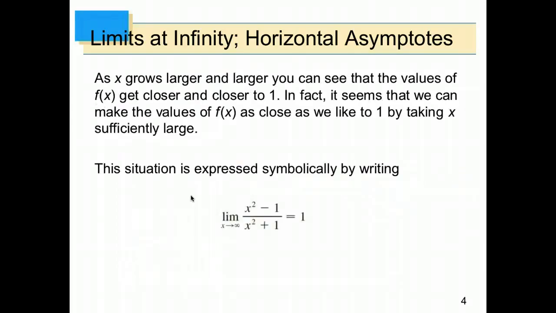And notice as x grows larger, you can see that the values of the function get closer and closer to 1. In fact, it seems like we can make the values as close to 1 as we like by taking x sufficiently large or sufficiently small, because it looks the same on the left-hand side also. And we express this symbolically using our limit notation, and we would read this as the limit as x approaches infinity of our function x squared minus 1 over x squared plus 1 is equal to 1.